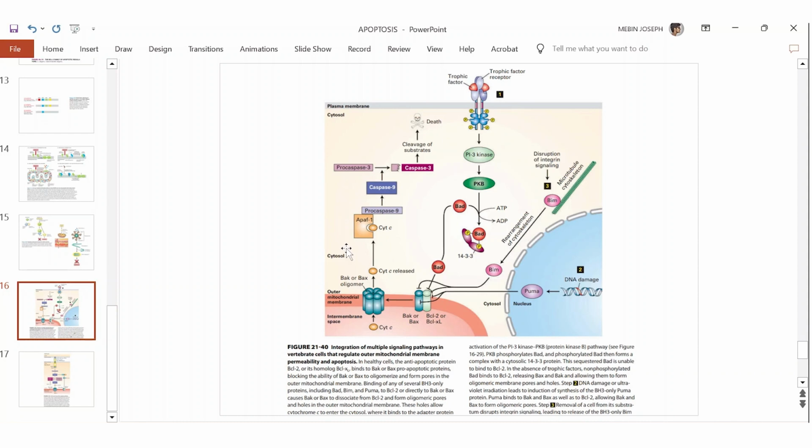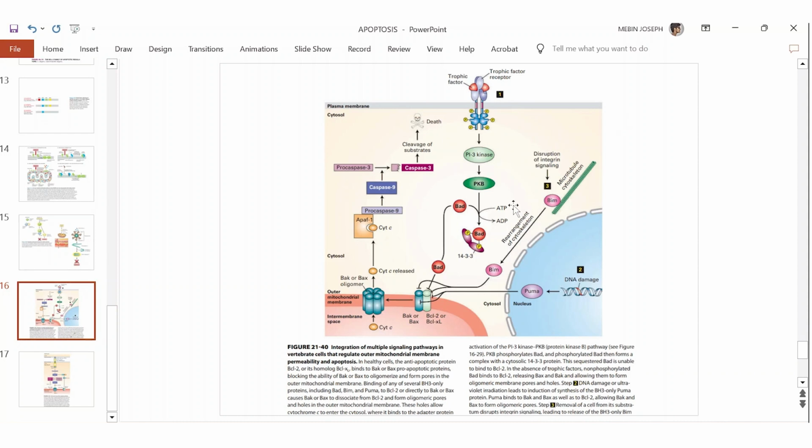and cytochrome C will bind with our adapter protein APAF1, and APAF1 will again activate initiator caspase, and initiator caspase will cleave the prodomain of effector caspase, and once the effector caspase is activated, it will go and cleave all the cell substrate, leading to, yeah, cell death. So here, this is the third scenario, which is disruption of integrin signaling.